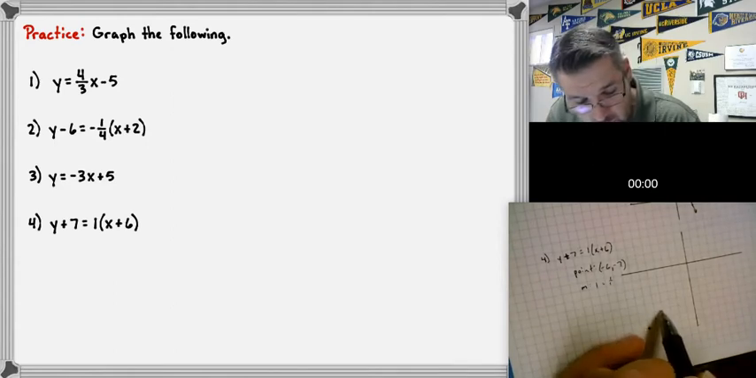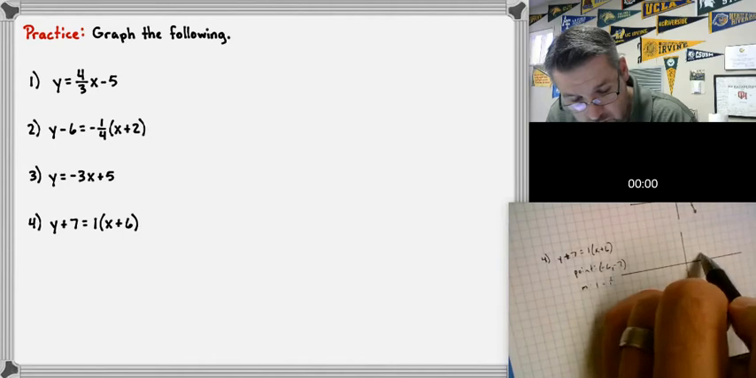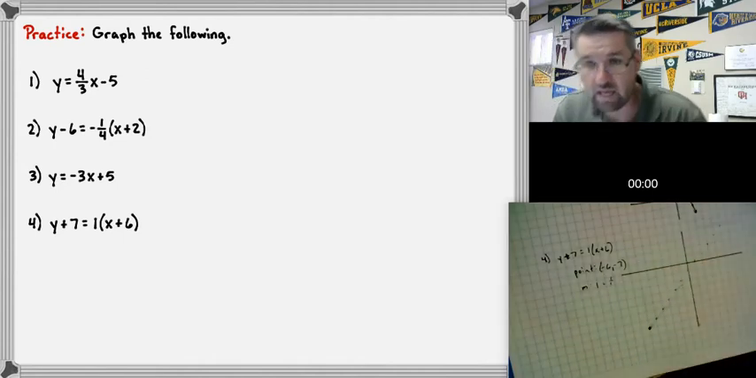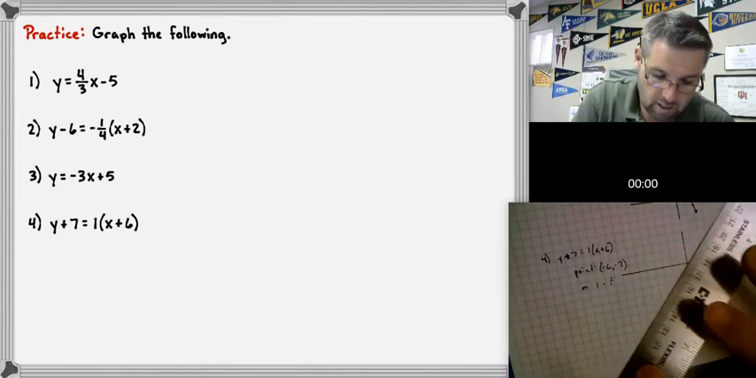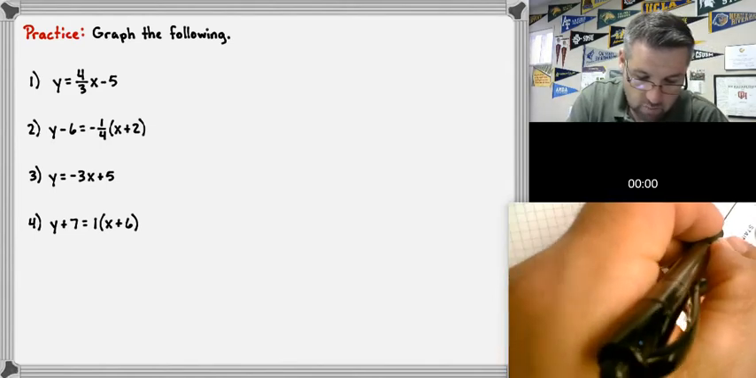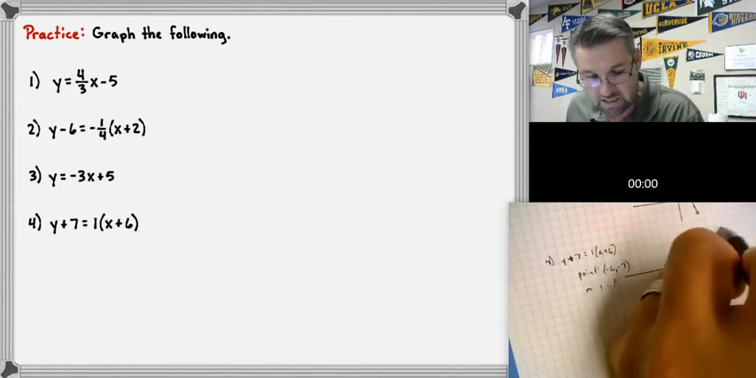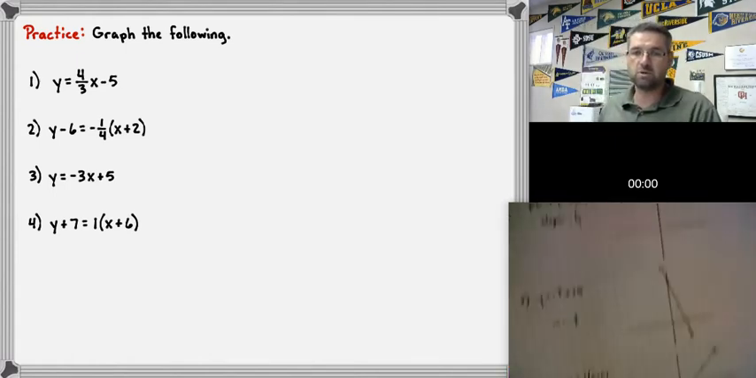Up 1, right 1, up 1, right 1, and so on, and so on. I'm going to hit every point that I can on my graph. Okay? This one, you can get a lot of points, so get a lot of good ideas for what this looks like. I was off a little bit on that point there. But anyways, that's the 4 graphs that you had. Hopefully you did those all correct.